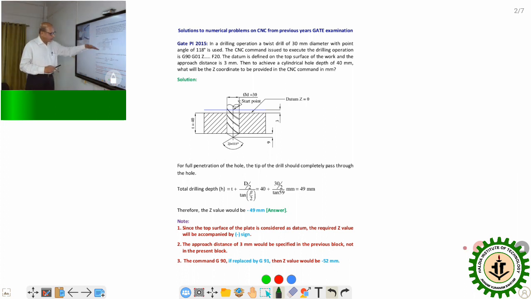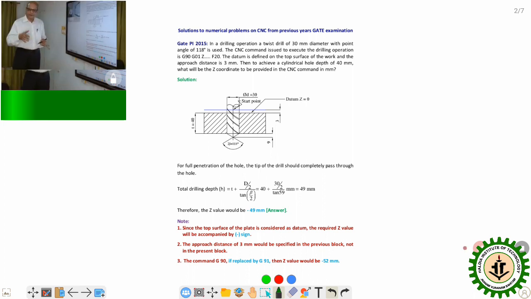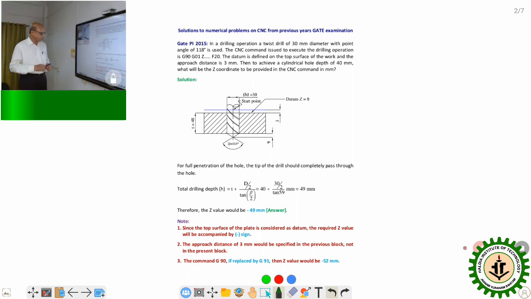Before the commencement of the drilling, the tool occupies a position above the top surface by 3 mm. That is told over here. So this blue line signifies the initial starting position of the drill bit before it starts its movement for the penetration. Another important aspect associated with this problem is captured by the words full penetration.